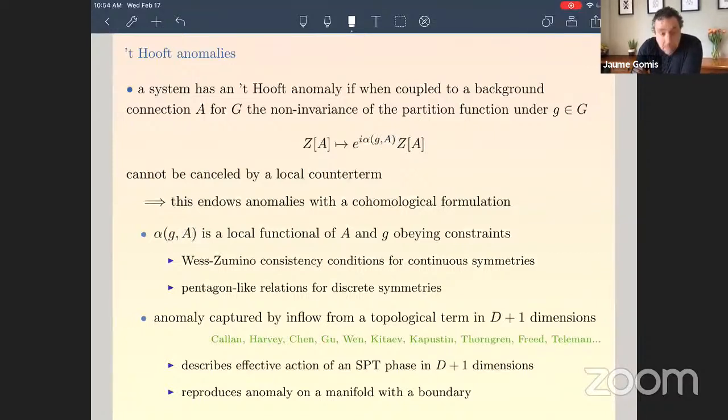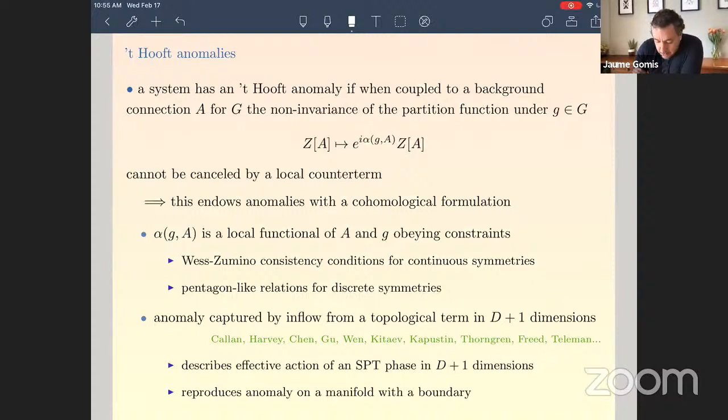So this is a long story, so I'm just cutting corners here, to just give you a basic flavor of the kind of constraints that the anomaly has to satisfy. First of all, it has to be a local function of the connection and the gauge transformation. And it has to obey a certain set of relations that you could think of as associativity. Essentially that the transformations concatenate properly. So for continuous symmetries, these are the famous Wess-Zumino consistency conditions, okay, that give rise to the usual cohomological formulation of anomalies. Now, this statement I made here is true for both continuous and discrete symmetries. And of course, a lot of the excitement in the last few years has been in a deeper understanding of anomalies for discrete symmetries. Okay.